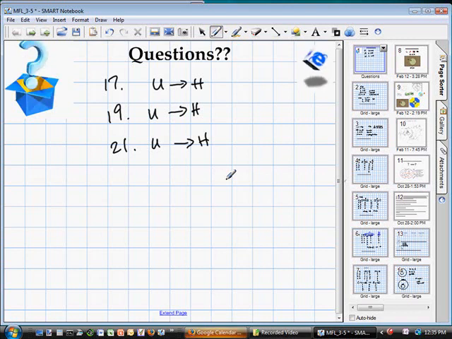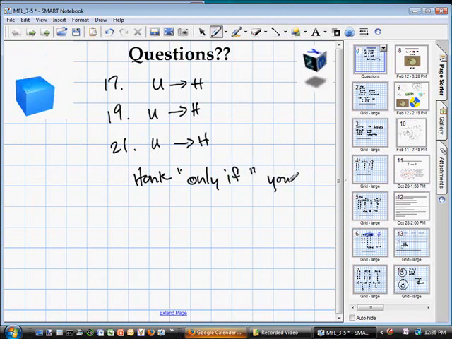Yes? 25. Write in symbols the converse, inverse. Okay. Honk only if you love ultimate. Okay. Let me just write that down. Honk only if you love ultimate.